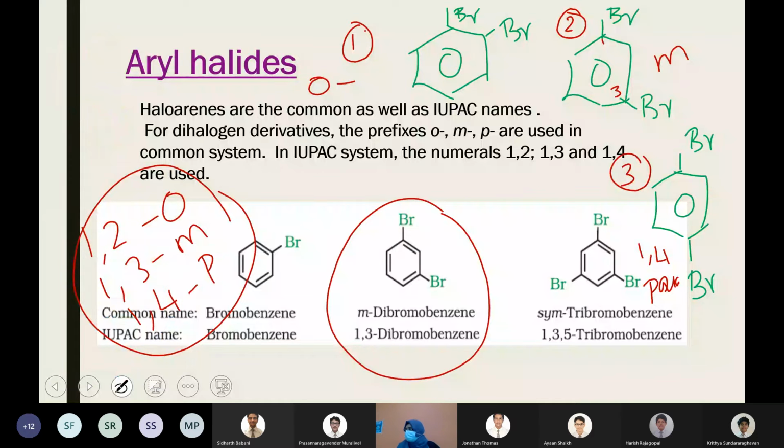So we discussed monohaloarenes and dihaloarenes. Mono is easy because you don't have to mention the position or the common naming system. It's just chlorobenzene, iodobenzene, bromobenzene, like that. But when it is dihalo compounds, then you have to specify either the common name, that is ortho, para or meta, or you can have 1, 2, 1, 3 and 1, 4 in IUPAC naming.